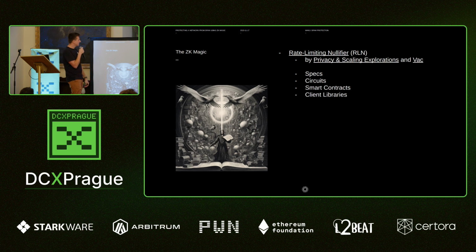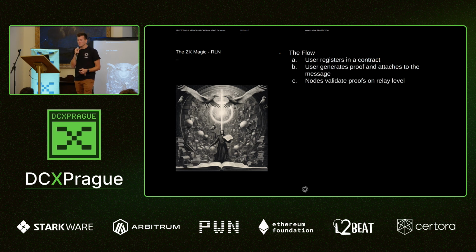And then it's a set of client libraries so that you can integrate it easily into your application. Now, how does it work? So the flow from the user perspective is that a user registers in a contract, and what they do is that they have some secret, which is basically randomly generated. They create something called ID commitment from it, and that's basically just a hash of that secret and maybe some other information. And they put it into a contract.